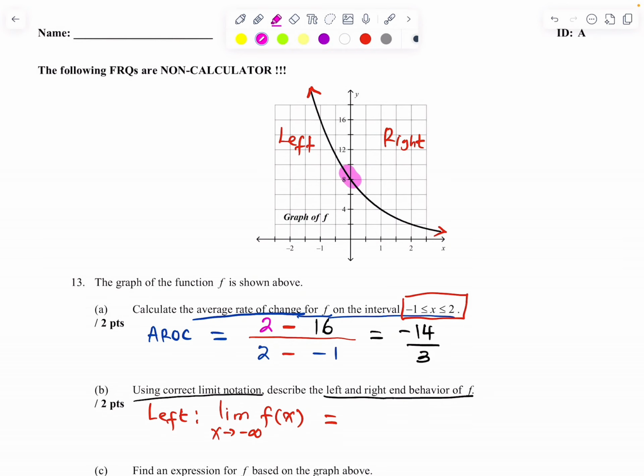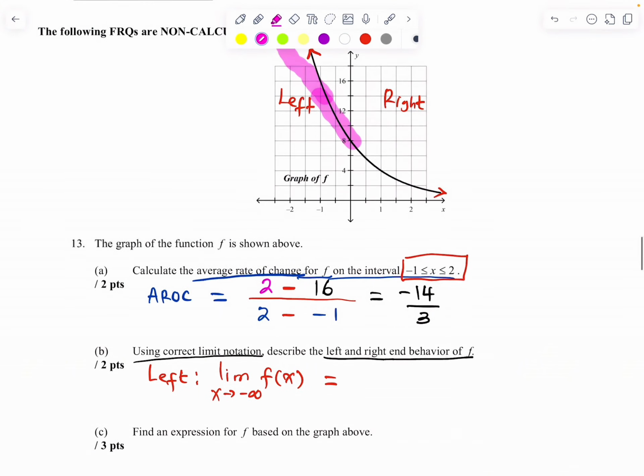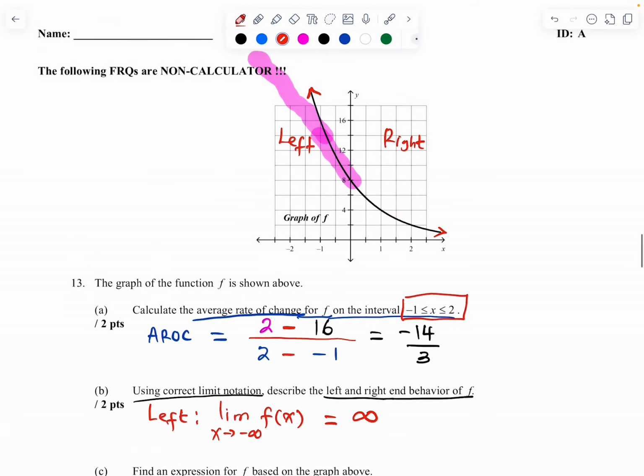You notice that if it decreases without bound, this will be going up forever, and that means my answer to this question will be positive infinity. And then basically, if you just look at the graph real quick, you notice that that graph is probably decreasing from left to right, which makes this look like an exponential decay. That's the meaning of that graph.